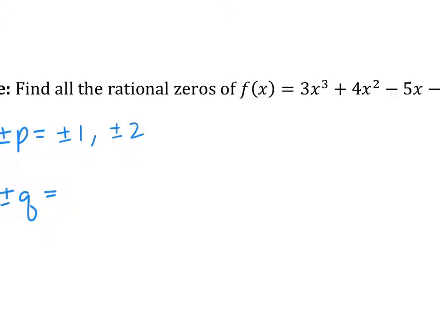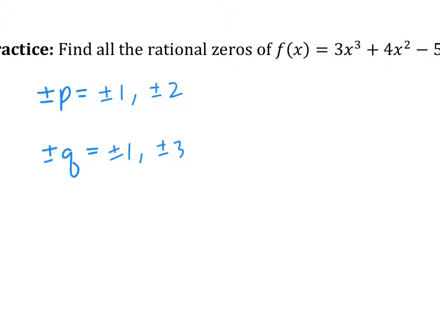Q is the leading coefficient. What number is the leading coefficient? 3. Okay, so what are the factors of 3? 1 and 3. So then it's going to be plus minus 1, plus minus 3. Okay, so this is plus minus P over Q.